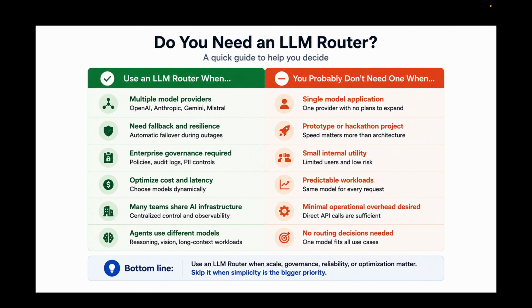One mistake that teams make is assuming that they need an LLM router from day one. The reality is that it's an architectural tool and it's designed to solve specific problems. If you're using multiple providers, you need resilience, centralized governance, cost optimization, or sophisticated agent workflows, a router provides substantial value. But if you're building a prototype, a small internal tool, or a simple application that relies on only one model, then direct integration is often a better choice.